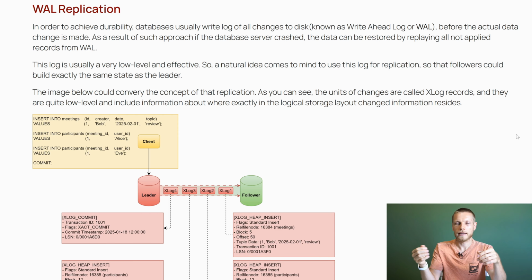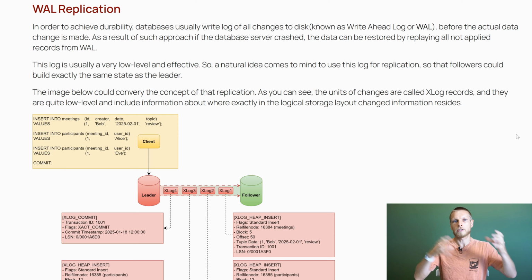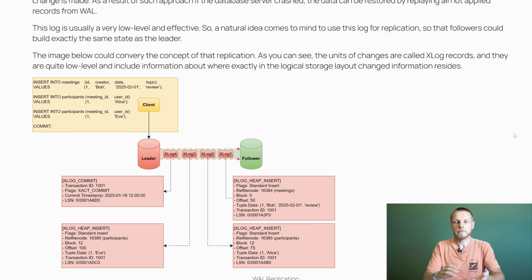The idea is that write-ahead logs are very low level, and because of this, they are very effective. Naturally, the idea comes to mind to just use this log, which we anyway write, for replication. So we already have a log, we could just take it from the leader, transfer it to the follower and reapply. Why do we need a separate log for replication and a separate one for durability protection? We could just reuse the same log. And the image on the screen conveys the main idea of it.